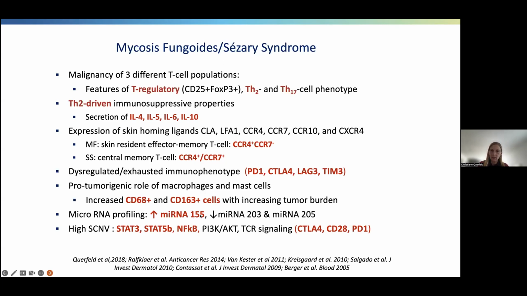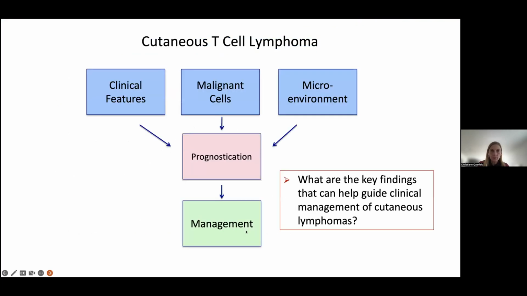So we also know there are specific microRNA signatures, and there are also specific pathways and high somatic copy number variations in those tumor cells, particularly STAT pathways, NF-kappa B, and TCR signaling. So we have the clinical features. When you assess a patient for management, we have clinical features, we have malignant cells, but we also have the microenvironment. And does this tie into prognostication? How can we have a management plan for those patients?